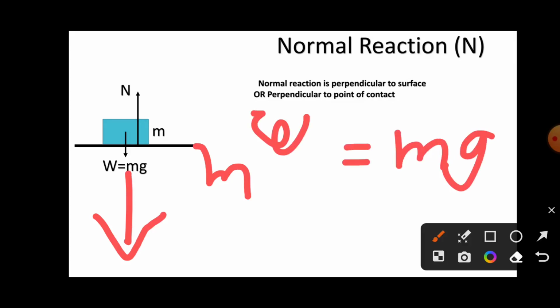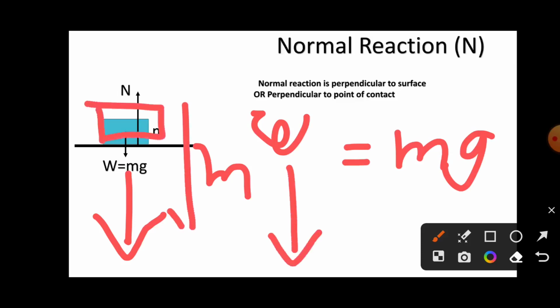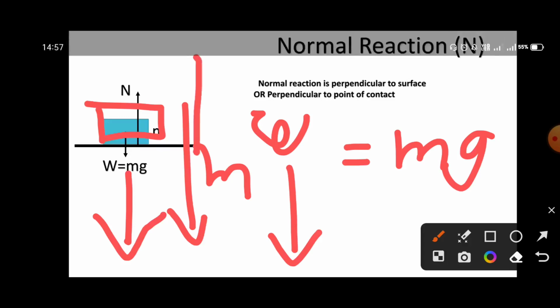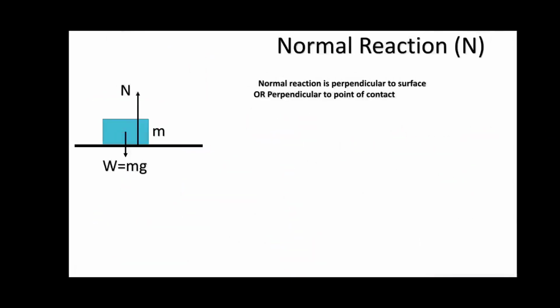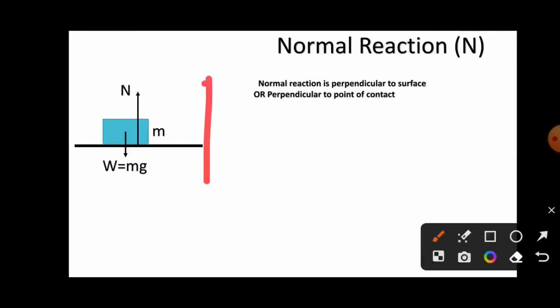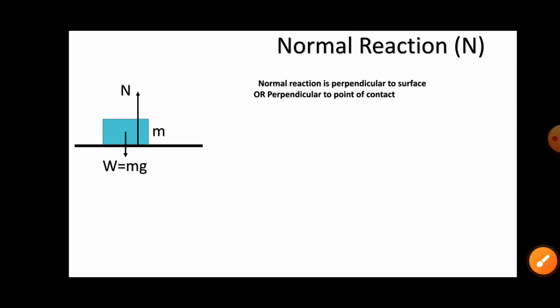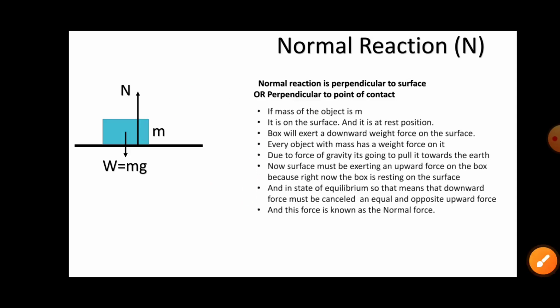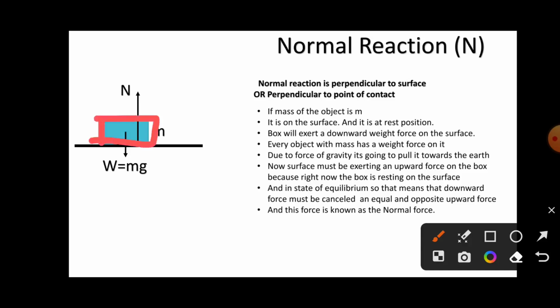So is the mass falling downward or not? The answer is no, because some force also acts in the upward direction, which is called the normal force. Let's understand in detail. The mass of the object is m, it is on the surface, and it is at rest. We say that the box is at a rest position.